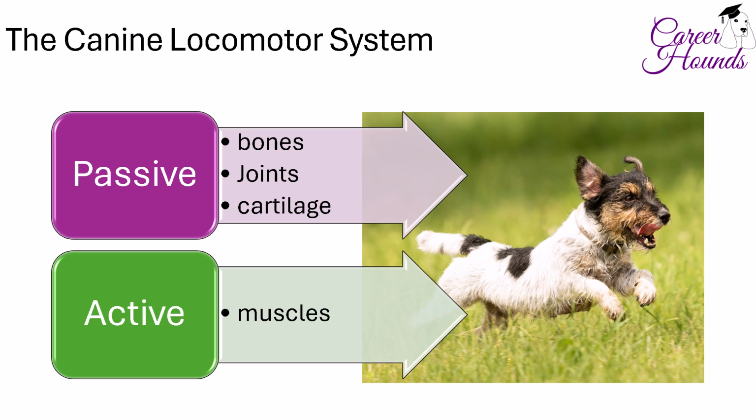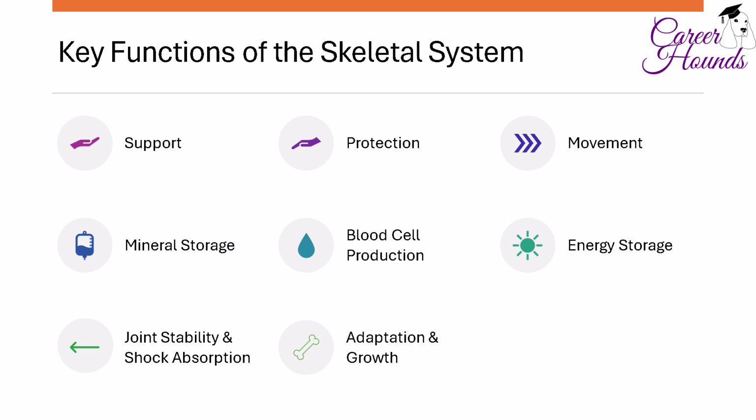It works because the bones and joints provide structure and form the levers that the muscles act on. The muscles generate force to move the bones and joints. Tendons and ligaments help stabilize joints and transfer the force from muscles to bones. The skeletal system is the body's framework, and key functions of the skeletal system include support.